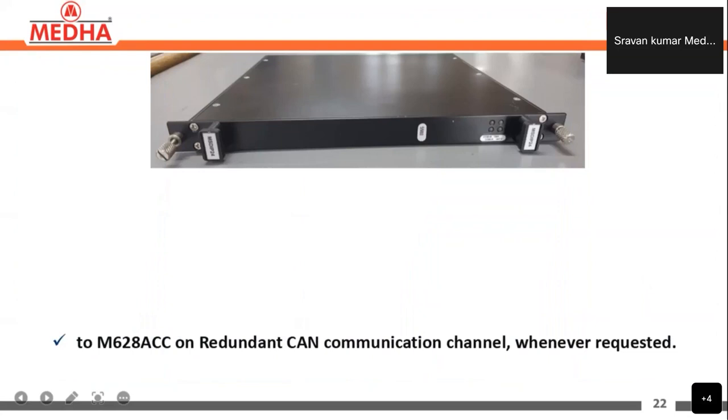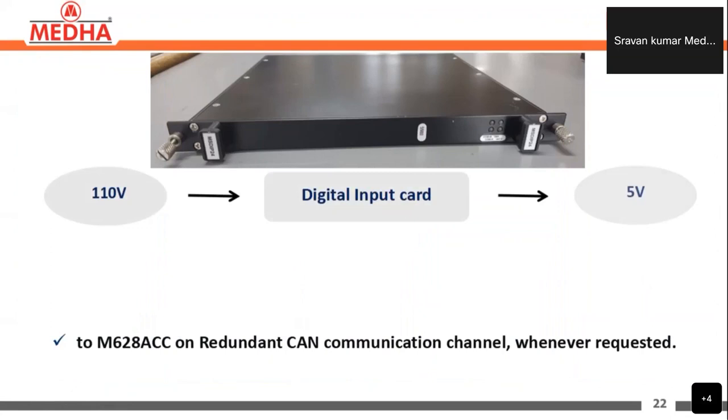Next, coming to the DIP card. The function of the DIP card is that the control signals from the locomotive come at 110 volts. Whatever operations are done by the loco pilot, the control signals will come in a range of 110 volts here. So we cannot give the 110 volts directly to the control card to process the information. The control card here is 5 volt readable, so it can only read 5 volts here.